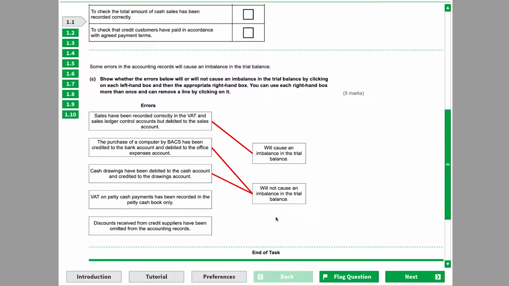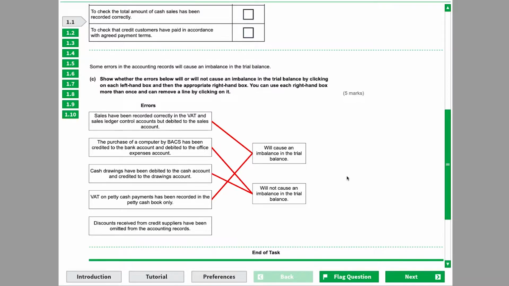Number 4 then, VAT on petty cash payments has been recorded in the petty cash book only. Well, this is what we'd refer to as a single entry transaction, which means we've only had one half of the transaction entered, this being to the petty cash book. Because there's no opposing entry, that would cause an imbalance because our debits will be higher than our credits. So we can select that and will cause an imbalance.